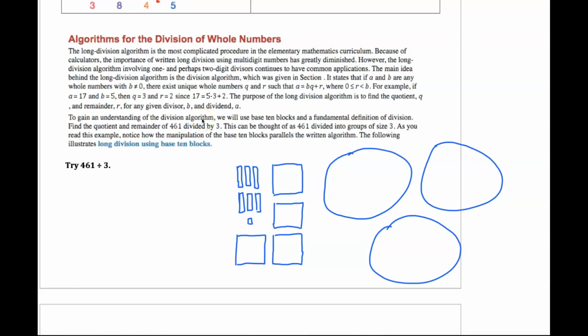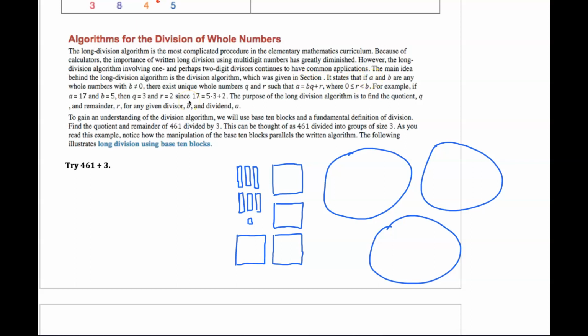We're now going to take a look at the algorithm for division of whole numbers. It's probably the most complicated procedure in elementary mathematics. And because of calculators, the importance of long division is kind of diminished. However, we still want students thinking about 1- and 2-digit divisors, right? Since it's kind of commonplace what we do in the world here.